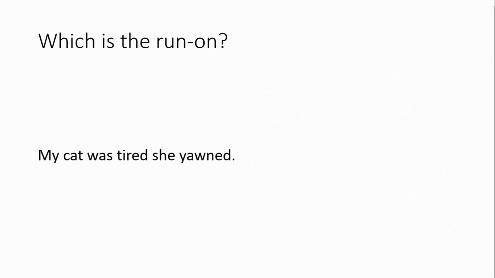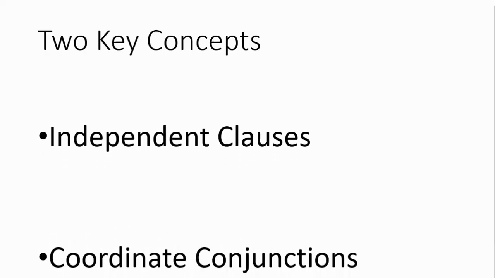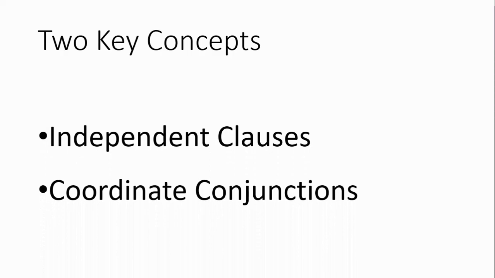My cat was tired, she yawned. So whether a sentence is a run-on has nothing to do with its length. But what makes my cat was tired, she yawned a run-on? Well, we'll get to that. But first we need to talk about 2 key concepts: independent clauses and coordinate conjunctions. Now, did you just tense up a little bit? Calm down, they're easy. First, let's refresh our minds about what we learned about independent clauses in the fragment video.